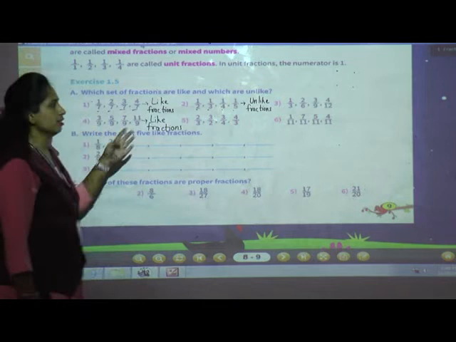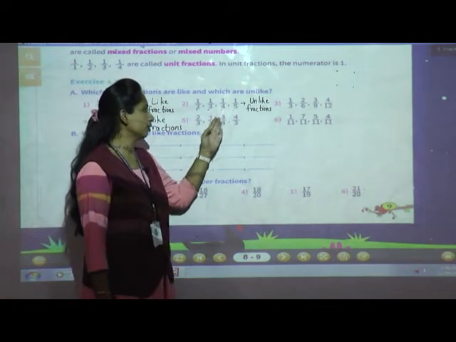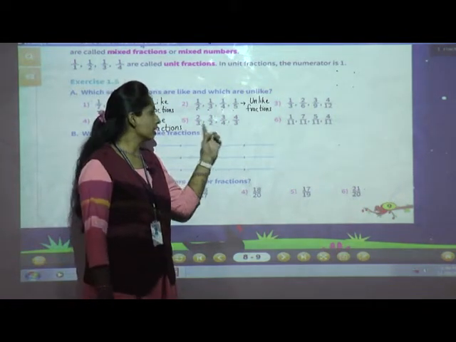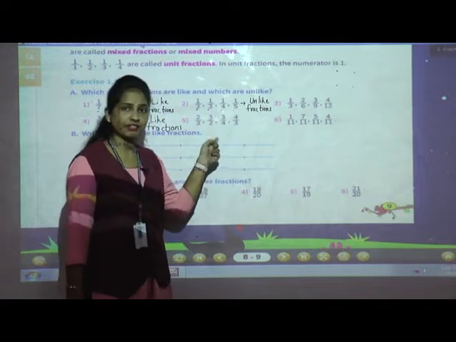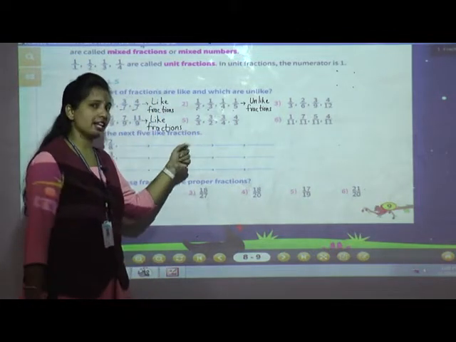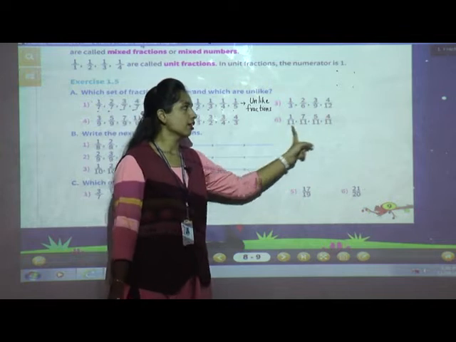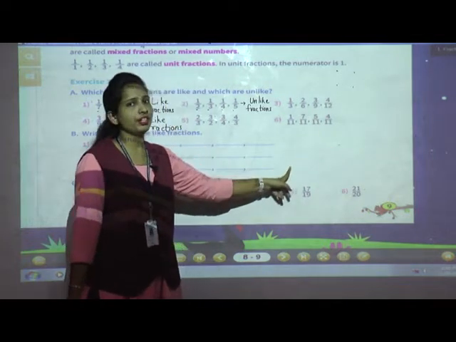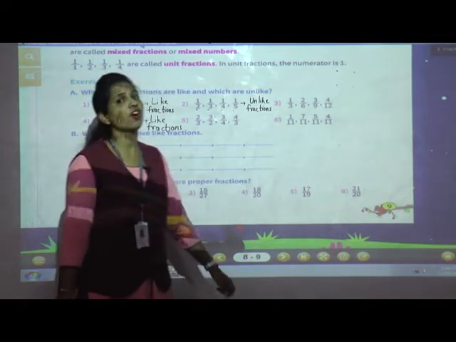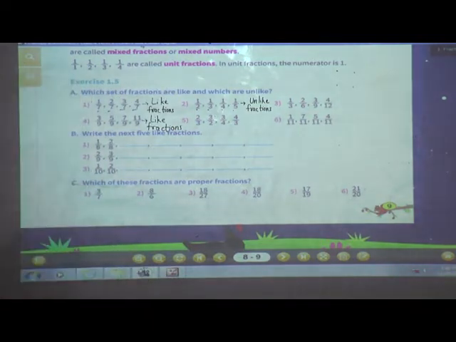Now what about this? 2/3, 3/2, 3/4, 4/3. See, the denominators are different. So they are called unlike fractions. Now observe this. Are the denominators the same or different? Same. So they are called like fractions. Clear till here? Now we will solve the B question.